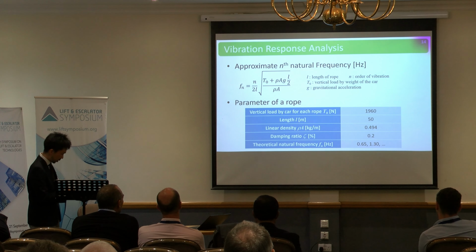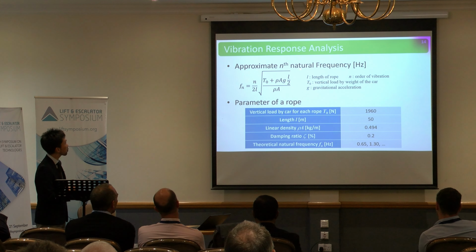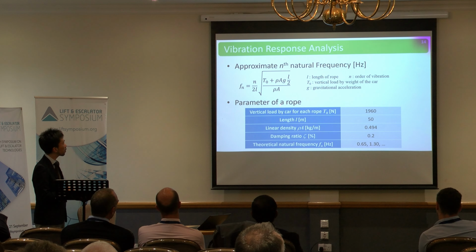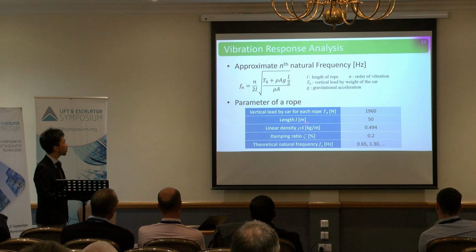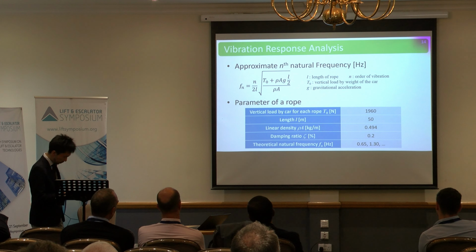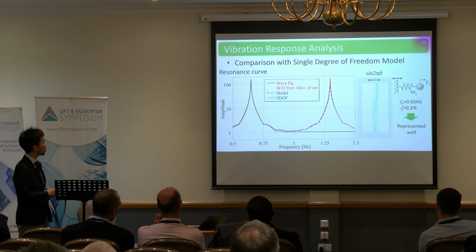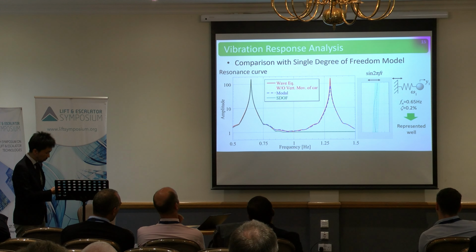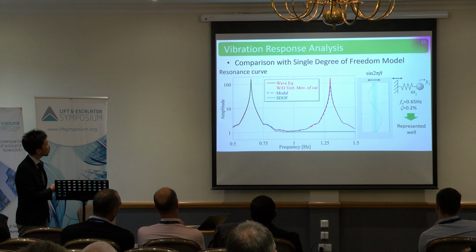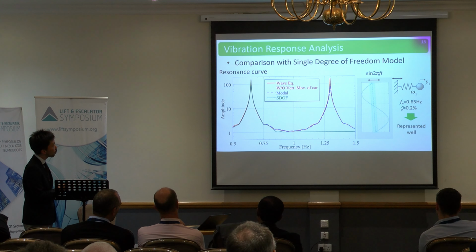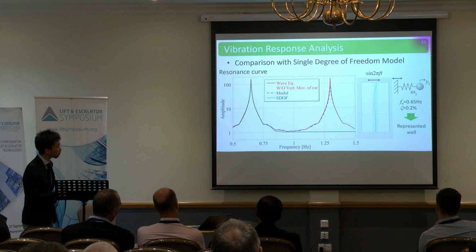And this slide shows the formula for the natural frequency and the parameters of a rope. We consider a rope 50 meters in length. First of all, we compare the method based on the wave equation without vertical motion of the car with a single degree of freedom model like this, and a modal model. The modal model is the combination of single degree of freedom models.